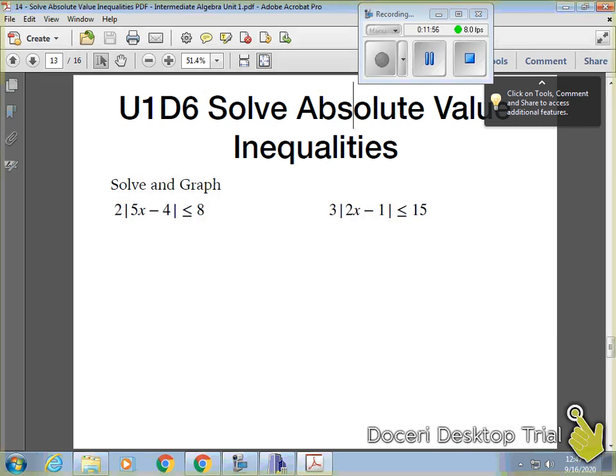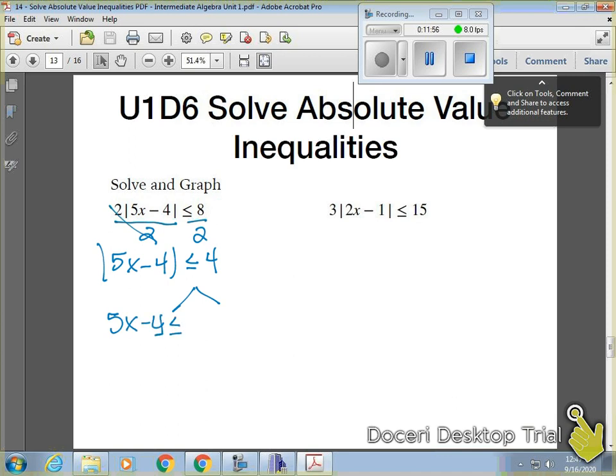Now I'm going to show you what you need to do if there's numbers in front of your absolute value symbol. If there's numbers in front of your absolute value symbol, it means that you're multiplying. Remember, we cannot distribute into the absolute value bars. So we have to get rid of it by doing the opposite operation or inverse operation, dividing by 2. That gives me 5x minus 4, still in absolute values, is less than or equal to 4. Then I can split it into my two cases.